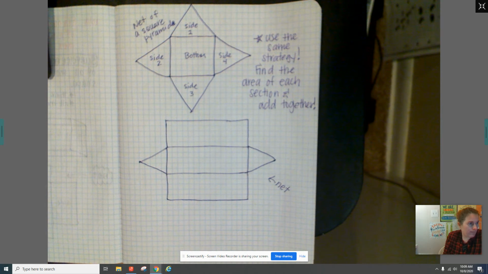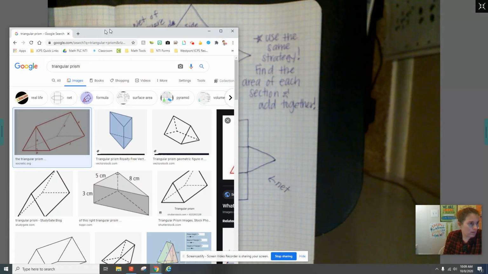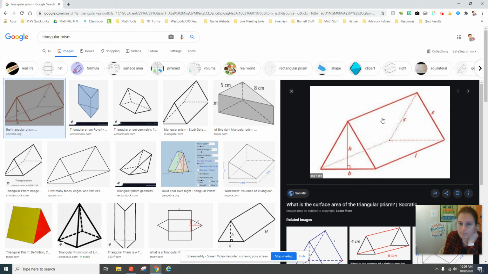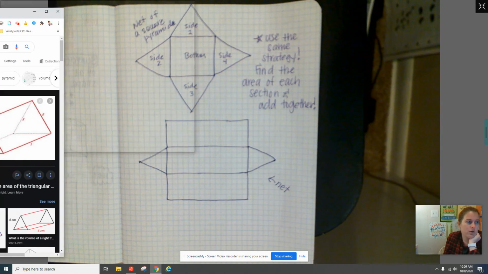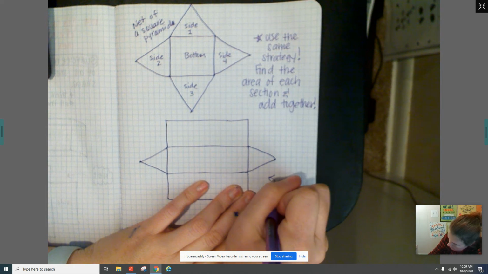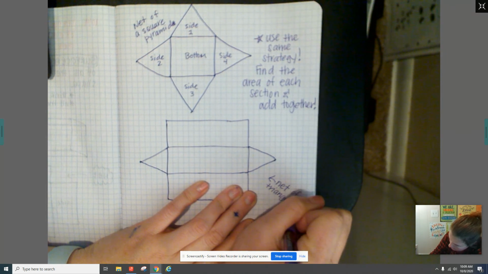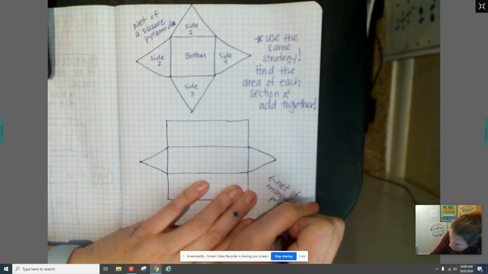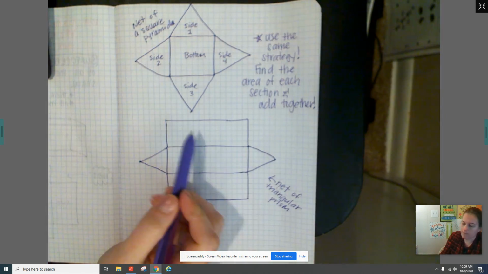So my vision that I kind of had looked like this, okay? That was what I was trying to go for. I was like, okay, I'm going to try to lay something flat that looks like this, where the sides are triangles and then the ends are triangles, and then all the sides are rectangles. Okay, so that's what I was trying to go for. And the name is triangular prism. Okay, so let's write that. Net of triangular prism.